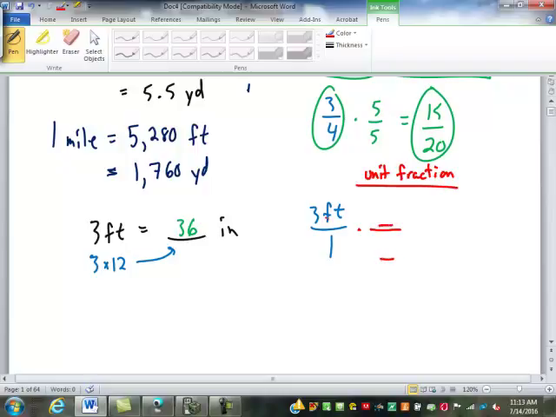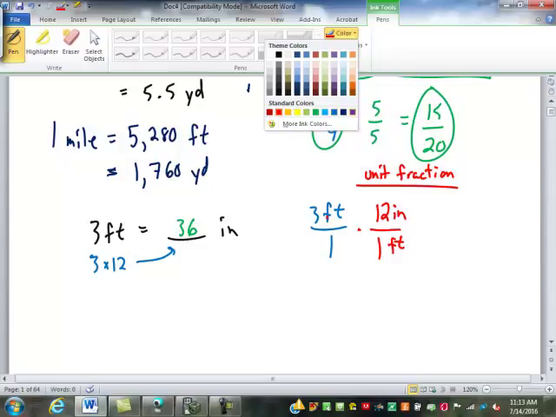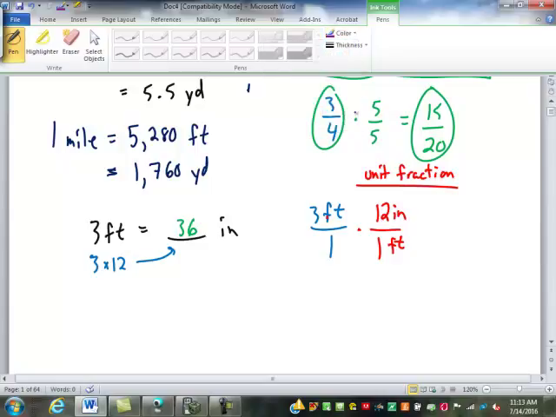What units do I have right here? Feet. So I want feet down here. 1 foot is equal to 12 inches. Now you might be looking at that saying, that's not equal to 1, it's 12 over 1. But 12 inches and 1 foot are the exact same value. So when I'm multiplying by that 12 inches over 1 foot, I really am multiplying by 1.